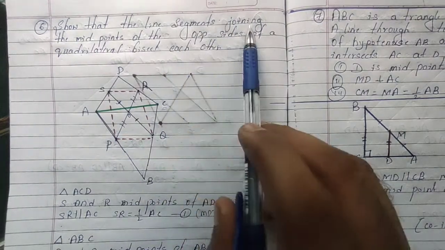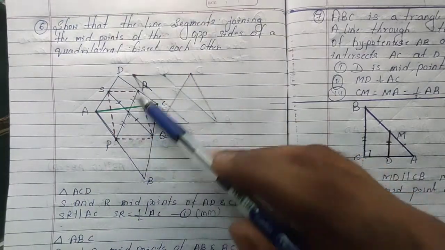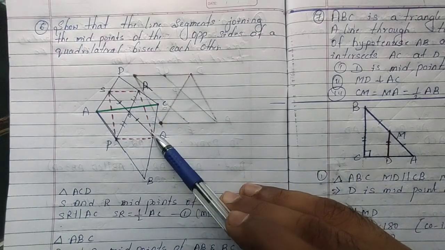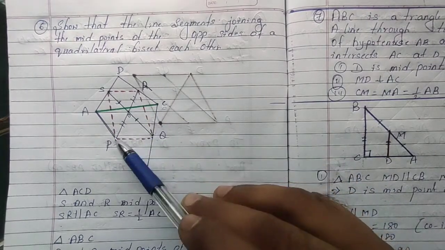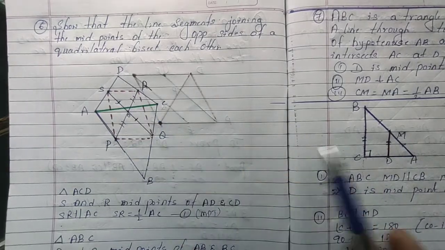The line segments joining the midpoints of opposite sides. These two are opposite sides, these two midpoints I am joining. These line segments bisect each other. This PR and SQ bisect each other.